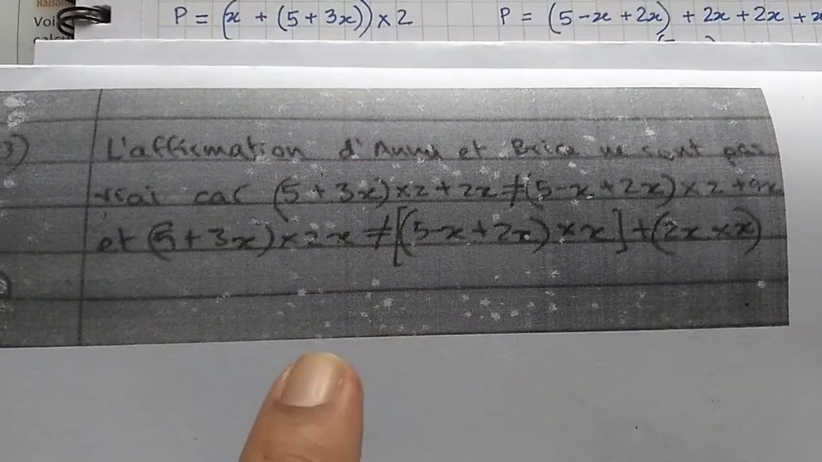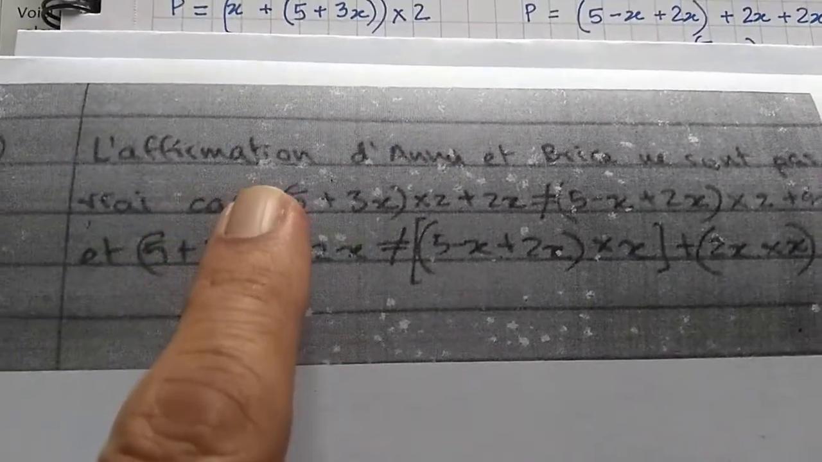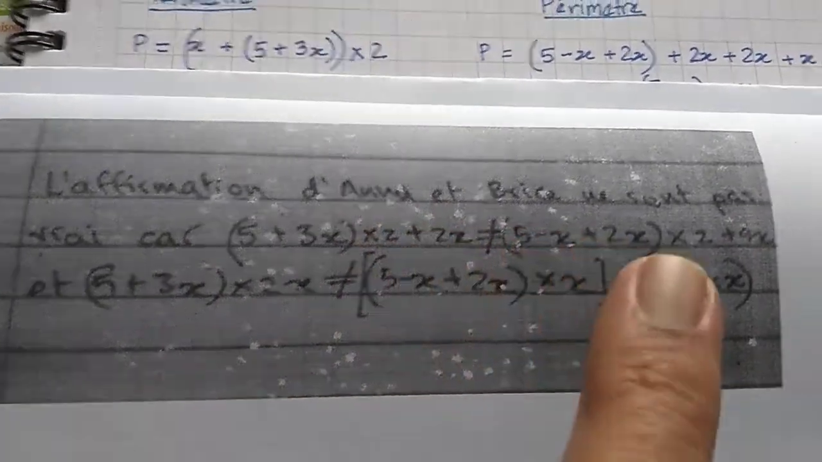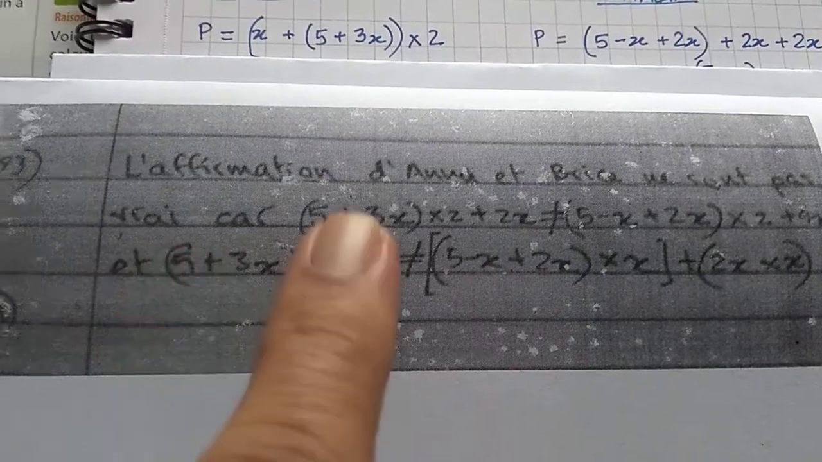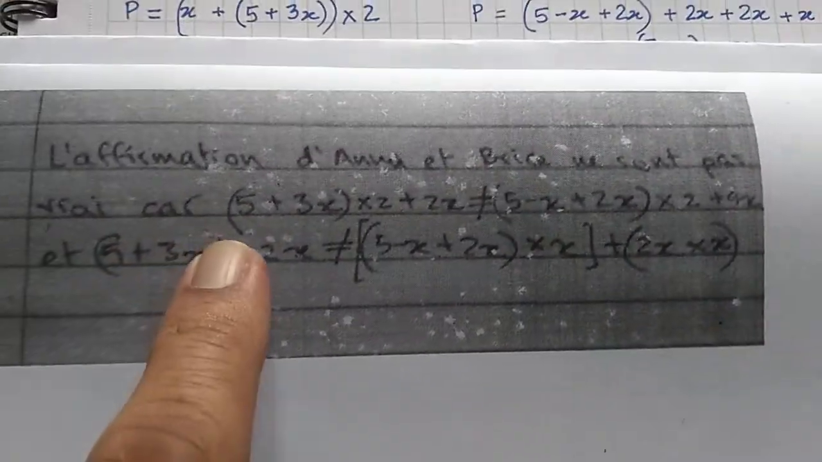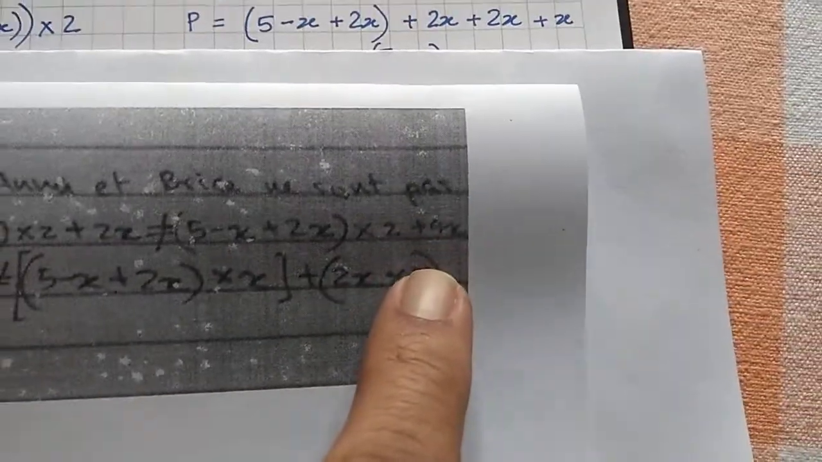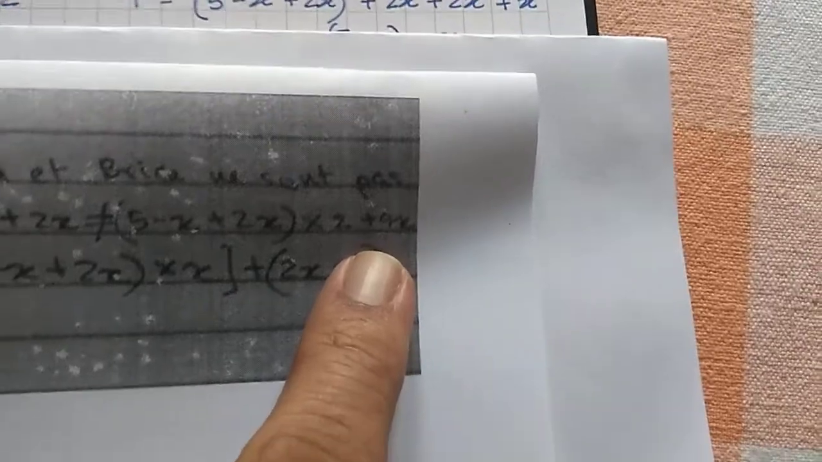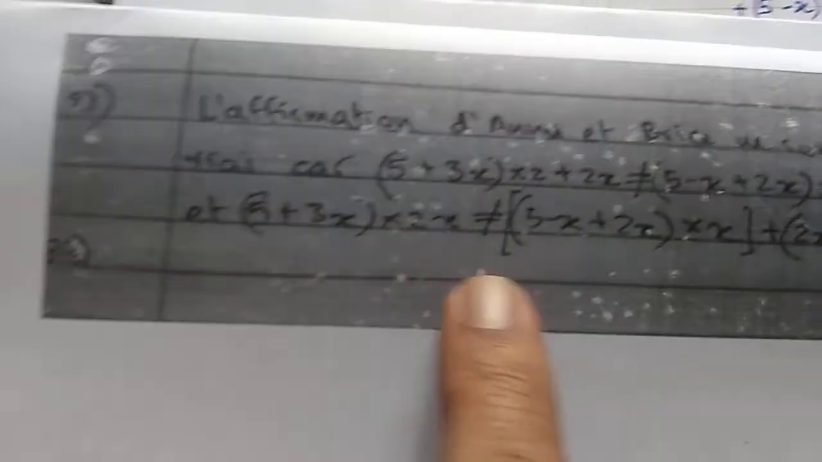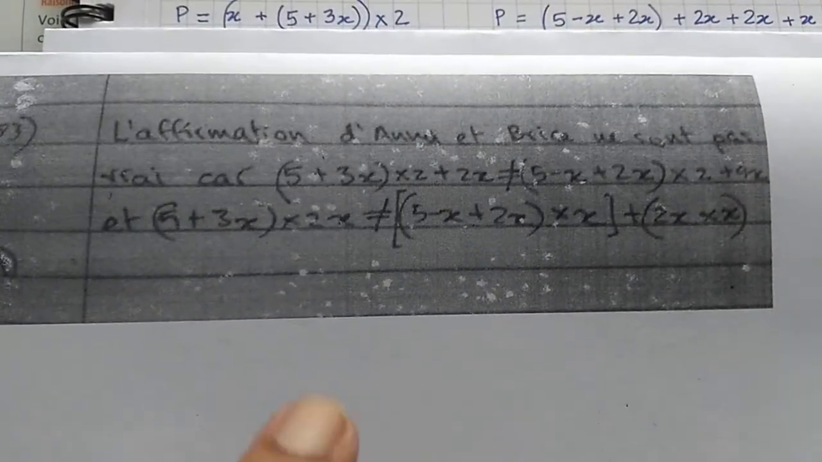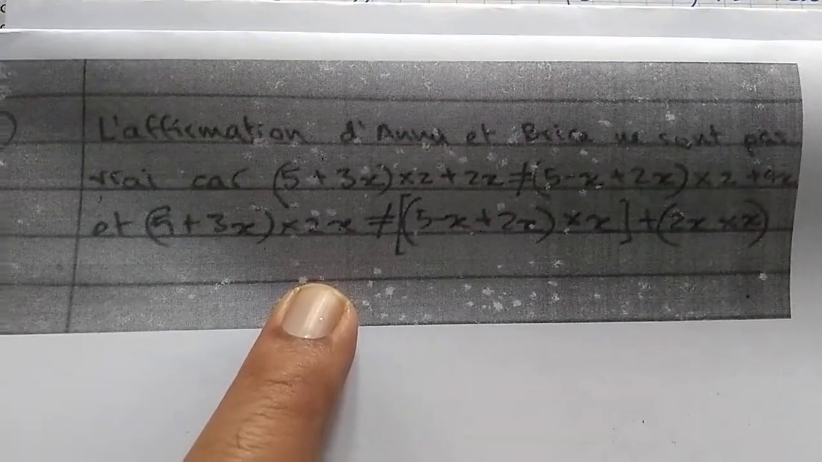Sorry for the scan and the printout, but still I will read. L'affirmation d'Anna, I assume that's Anna, et Brice ne sont pas vrais. This answer itself is wrong, car this is not equal to this. A little difficult to read, but especially in the this is not equal to n'est pas égal à this.